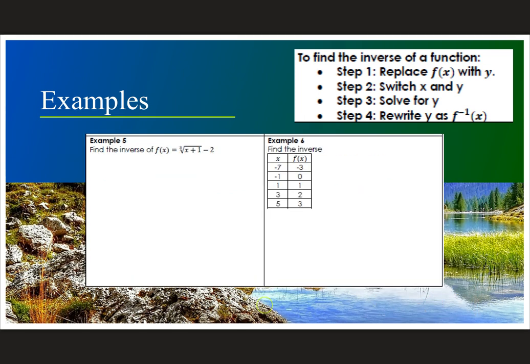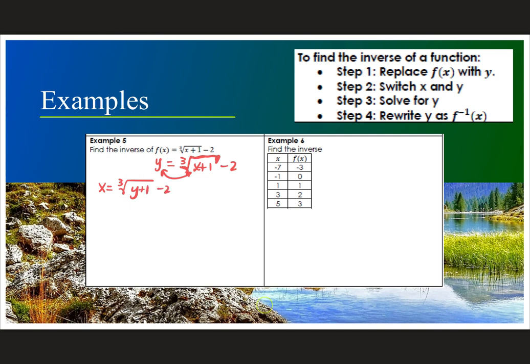All right, let's look at another example. So this time we have the cube root of x plus 1, and then the minus 2 is over here. So we're still going to replace it with y. I usually drop down the root sign like this to make it obvious where the root part stops. Then I'm going to switch my x and my y. So I have x equals the cube root of y plus 1, and then minus 2.